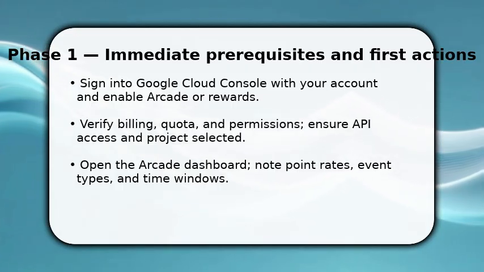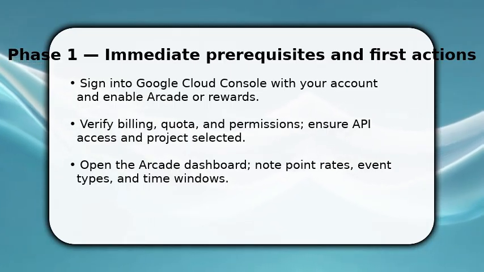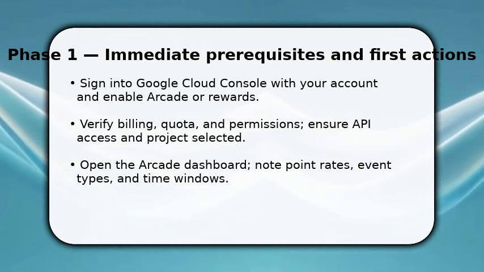This matters because points vary by action and time window, and you need a single source of truth to calculate accurately. Now, capture the current rates and your account activity list to begin.